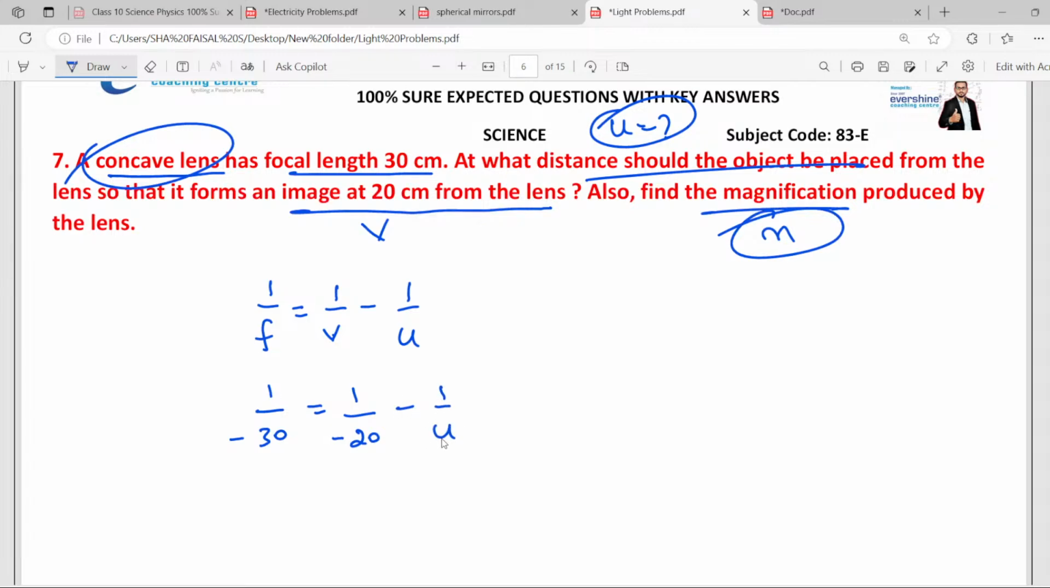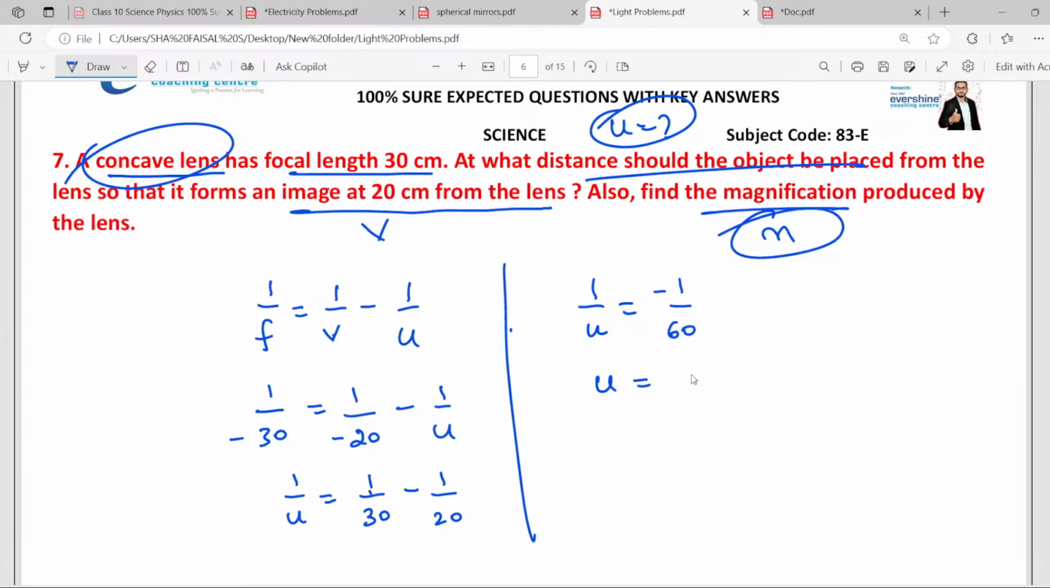Minus 1 by U. Minus 1 by U comes to this side and becomes plus 1 by U. 1 by minus 30 goes to that side and becomes plus 1 by 30. And 1 by minus 20 can be written as minus 1 by 20. Then 1 by U is equal to, take the LCM for 30 and 20, and after simplification we get the value minus 1 by 60. So U is minus 60 centimeters.